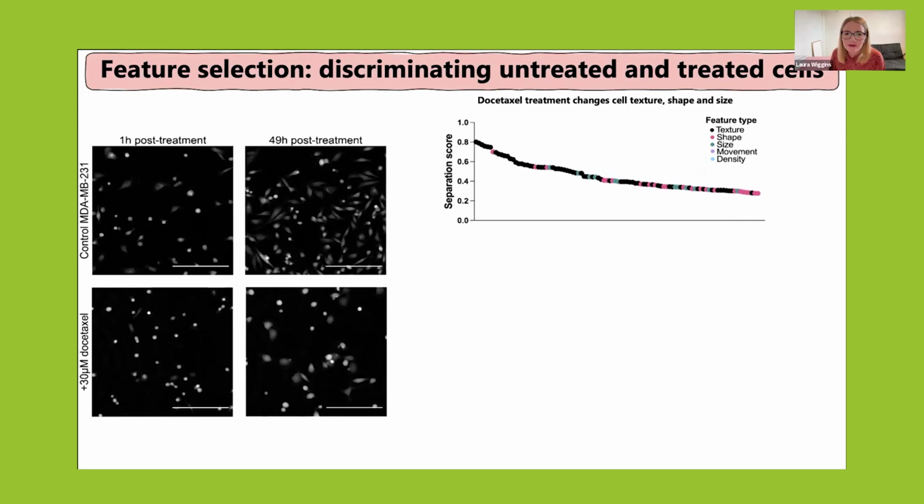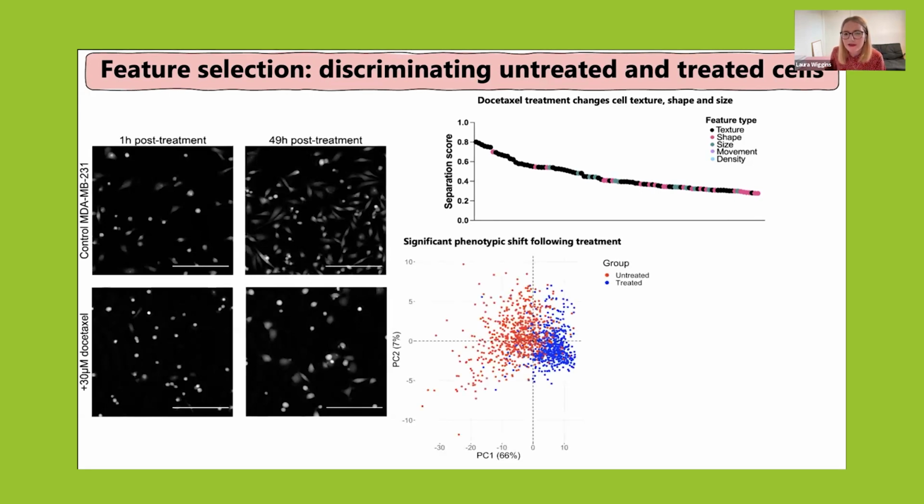And the texture metrics that we were pulling out as being significantly different were because the inability to divide means that the cells become multinucleated. So the texture differences we're seeing are actually pixel intensities within the cell as a result of multiple nuclei within there. So the features that we were extracting were telling us something about the drug mechanism of action, which was really interesting. And then using those features that were identified as being important, we were able to nicely separate out the untreated and treated populations.